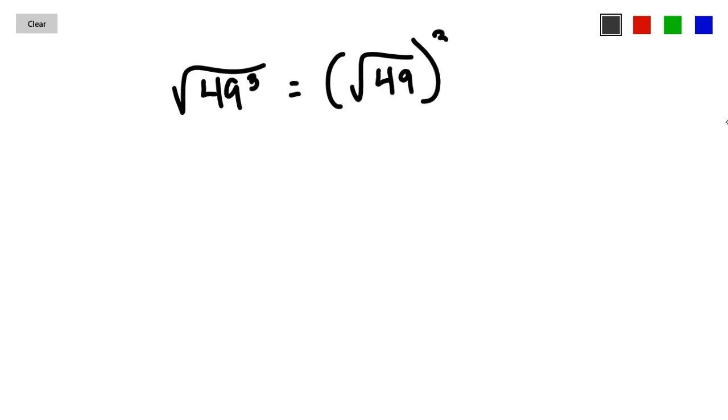Let's say that we have the square root of 49 raised to the third power. So I'm going to use that same rule to rewrite this expression as the following. So this is the same as me writing the square root of 49 raised to the third power. The square root of 49 is just the number 7. So we have 7 raised to the third power, and that number comes out to 243.